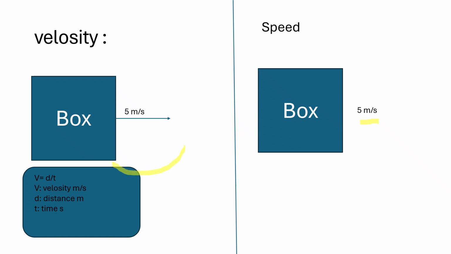So every 5 meters, it's going to change the position. First, it's going to be here, then it's going to move by 5 meters. The box is going to be here, for example, if the distance here is 5 meters. This is velocity, such a simple concept, but so important.